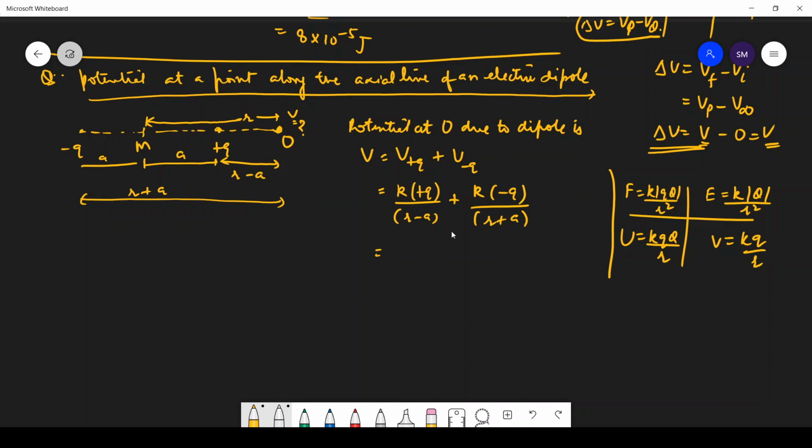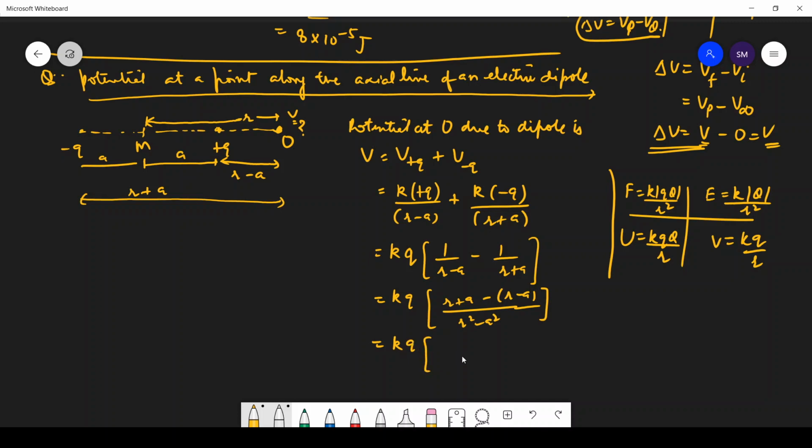And this will come out to be, so what is common here? KQ is common. So 1 upon R minus A minus 1 upon R plus A will be equal to KQ into R square minus A square and R plus A minus R minus A. And this will come out to be KQ into R square minus A square, and this is R plus A minus R plus A. So R will cancel out, and this will come out to be K into 2AQ upon R square minus A square.